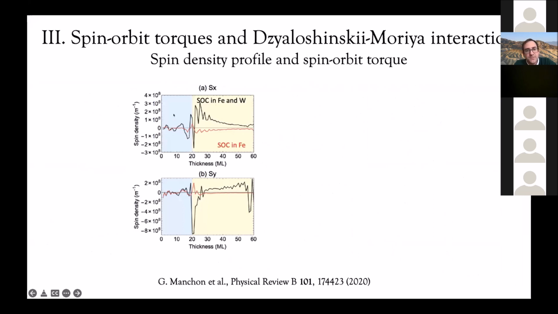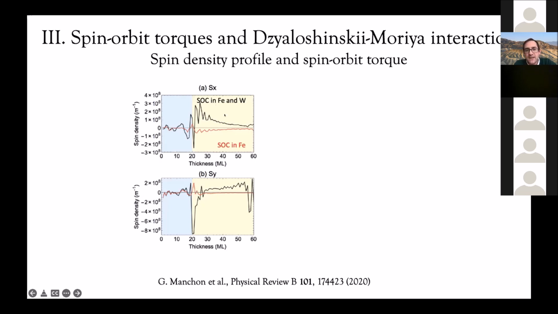So if I put spin-orbit coupling everywhere, let's only focus on this case. This is the black curve. You're going to have here the SX component. So the magnetization is along Z, and you send the current along X. So this one is a spin density that gives rise to the damping torque. This one is a spin density that gives rise to the field-like torque.